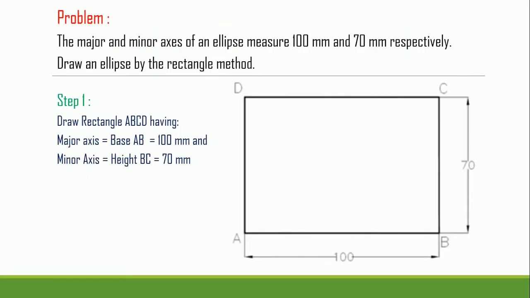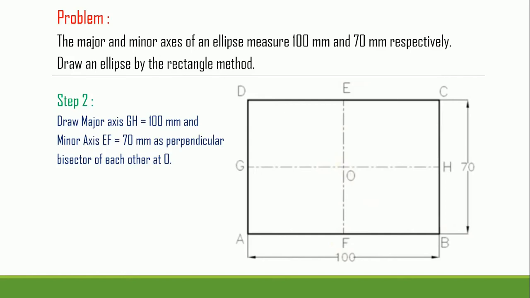The first step is to construct a rectangle of 100 by 70 mm. 100 mm is its base dimension, which is the major axis, and 70 mm is the height of the rectangle, which is the minor axis of our ellipse. So we prepare a rectangular box with a base of 100 mm and a height of 70 mm, and name that rectangular box A, B, C, D. That is our step number 1.